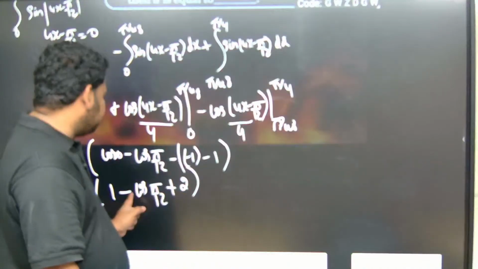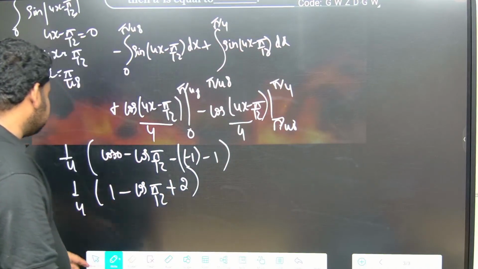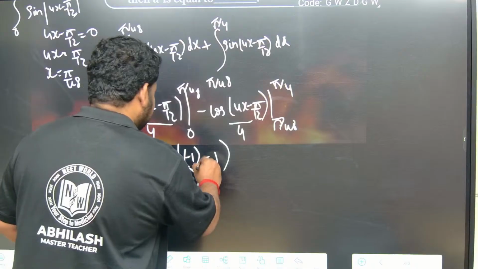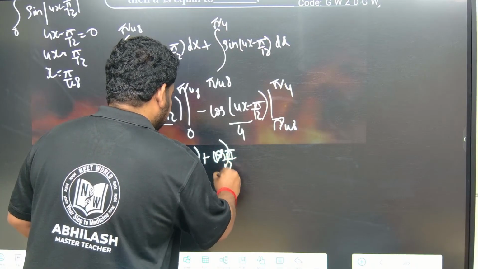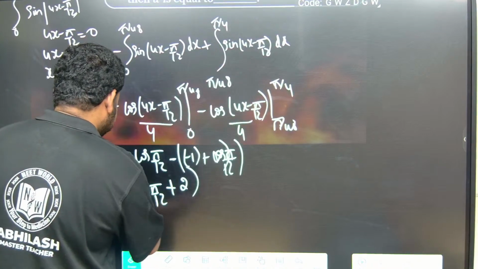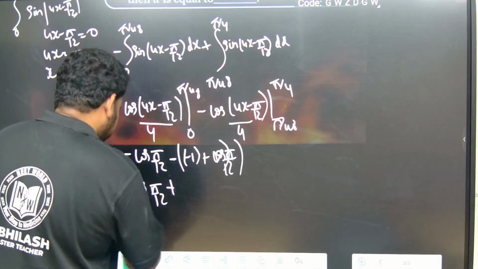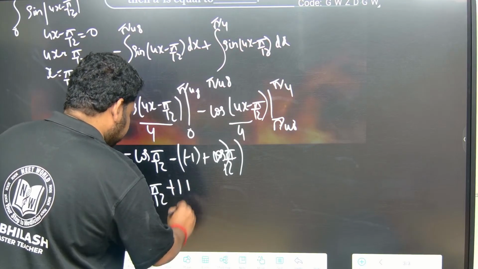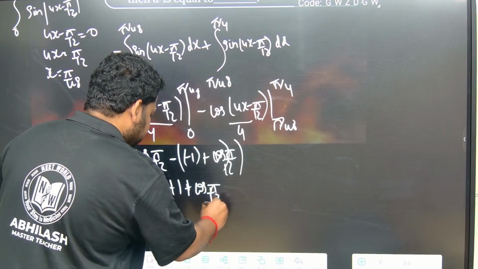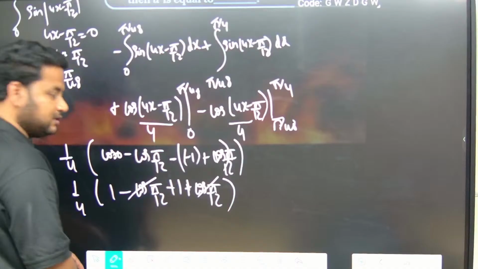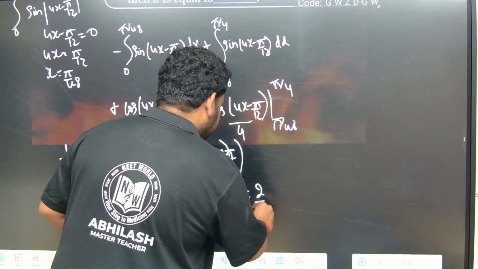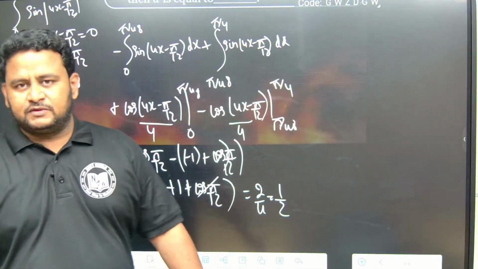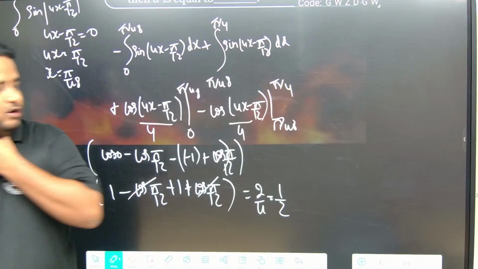So here I'll have just cos pi by 12, and here again cos pi by 12 plus cos pi by 12. So this will be 1 minus cos pi by 12 plus 1 minus cos pi by 12 plus cos pi by 12. So minus cos pi by 12 plus cos pi by 12 cancel, giving 2 by 4, which equals 1 by 2. This is what I got. 1 by 2 is the answer for the first function. Clear?